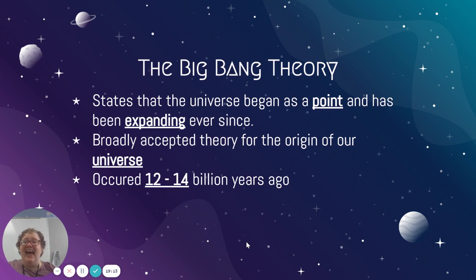So the universe is everything, not just our solar system. It is everything that exists, right? And it occurred 12 to 14 billion years ago. So the Big Bang Theory happened 12 to 14 billion years ago. Our sun wasn't formed until about 4.5 billion years ago, right? So there was a big section of time where our solar system did not exist and our sun didn't exist.